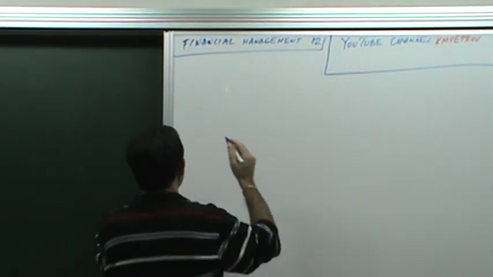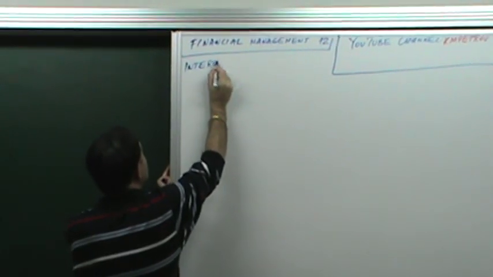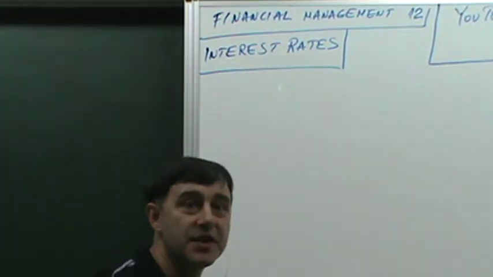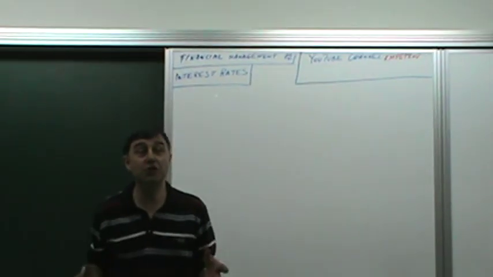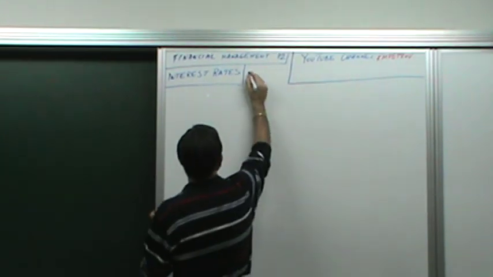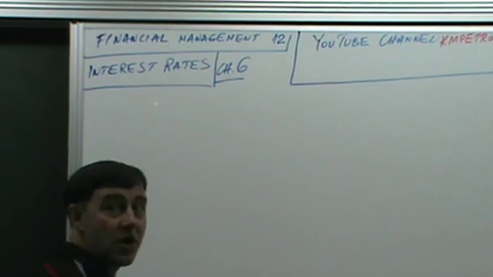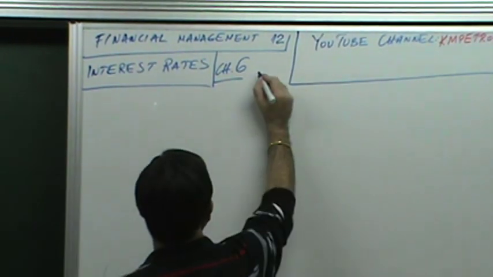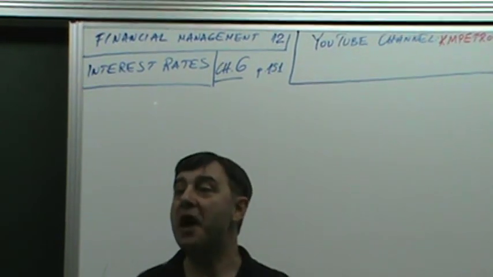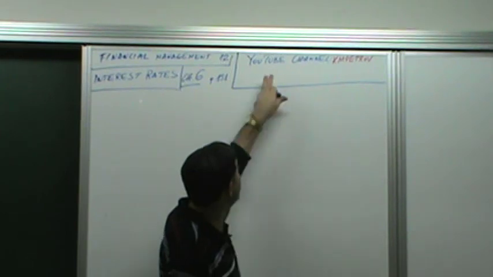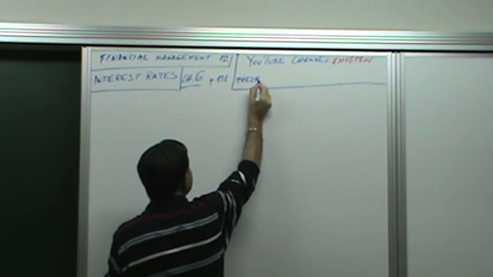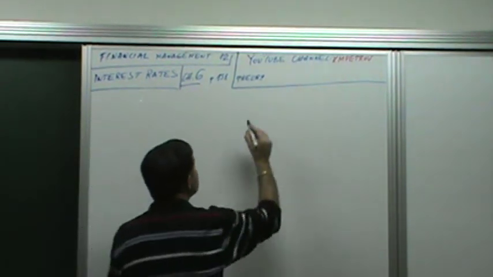And let's first write out interest rates. That's it. That's the topic for the next 3 or 4 lectures as the most important and fundamental topic in finance. That is Chapter 6, from the Brigham textbook, page 151. One of the better lectures on the internet on interest rates will be on YouTube on my channel KM Petrov, and it is called theory of capital and interest, or interest and capital.